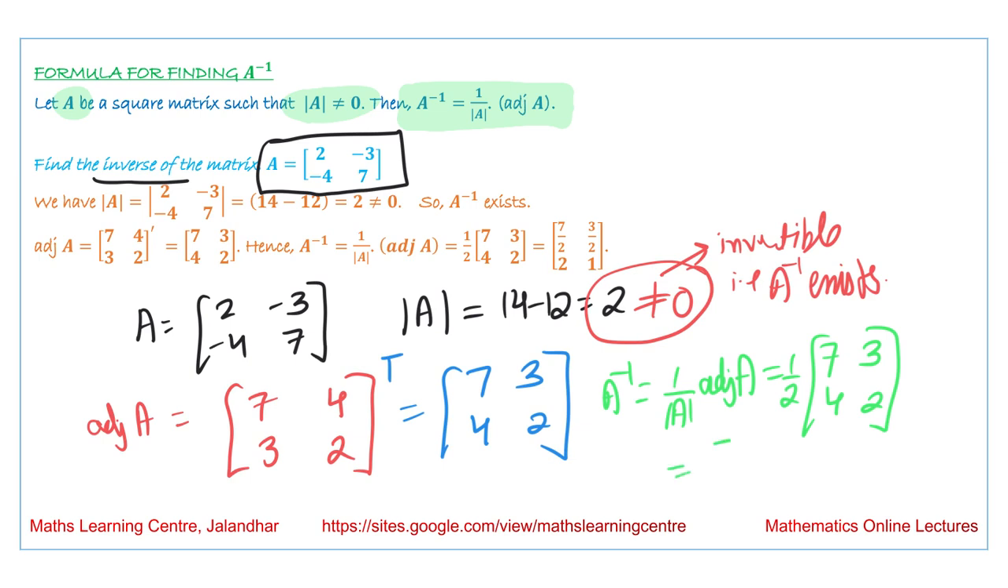So we can write the answer is 7 by 2, 3 by 2, 2 and 1. So this is the inverse of the given matrix. I am again explaining the steps.